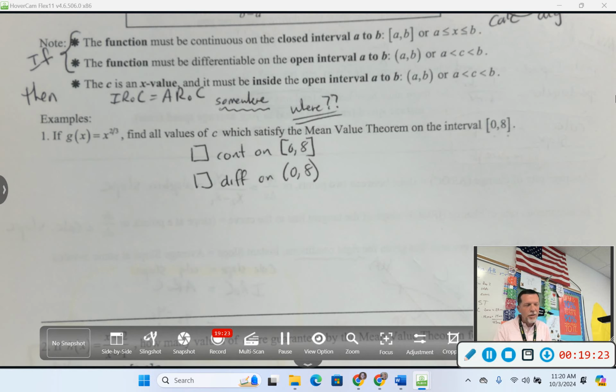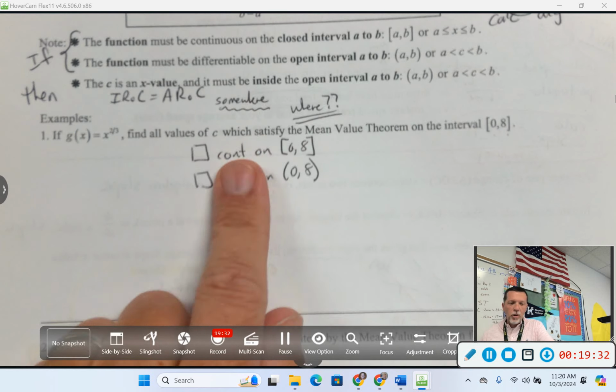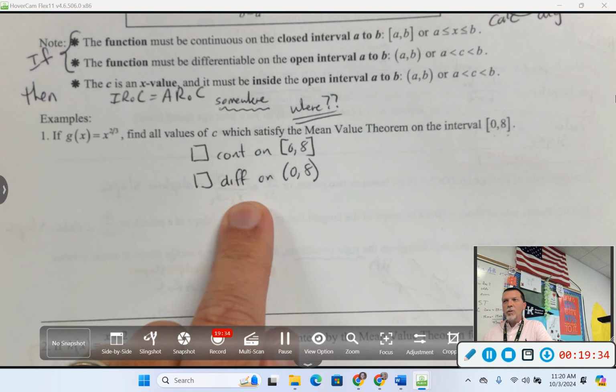If I can't check one of those boxes, then the problem's over and MVT doesn't work. Which we kind of like those problems better because it means you don't have to do anything. But you always have to check because sometimes it won't work, and again, you like those because your problem's over at that point.